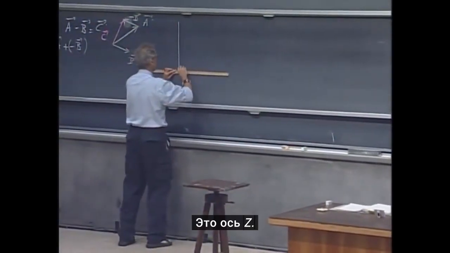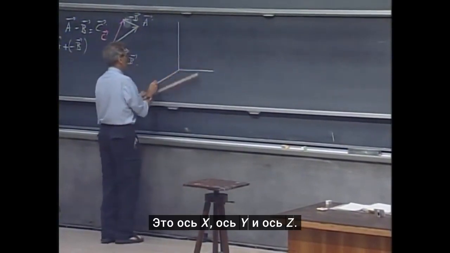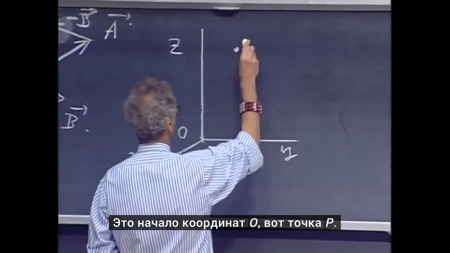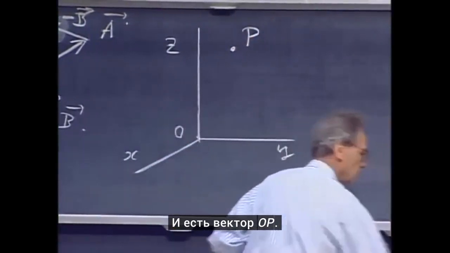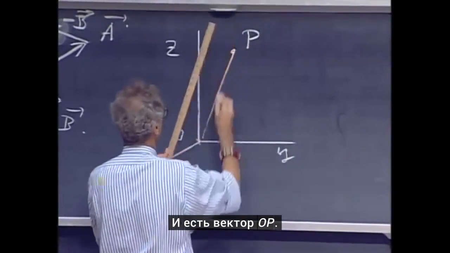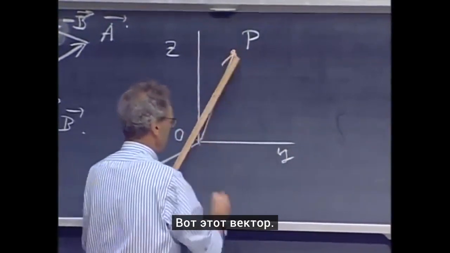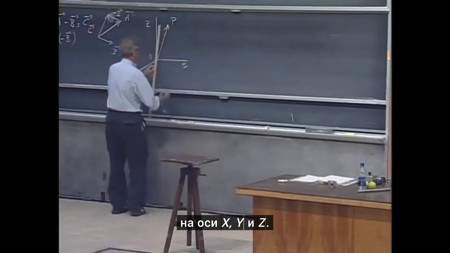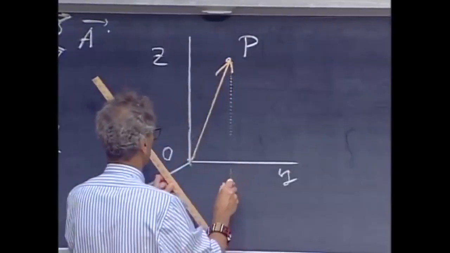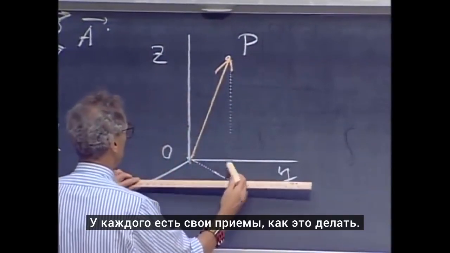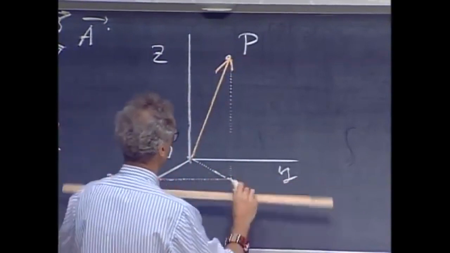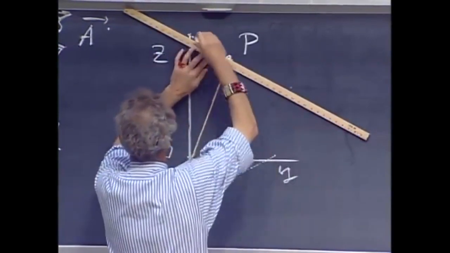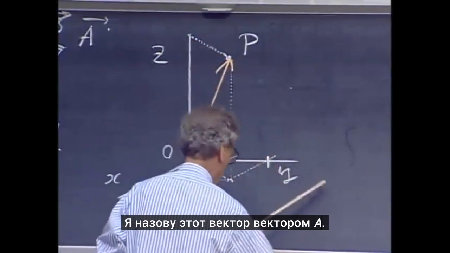This is my z-axis. This is my x-axis, y-axis, and z-axis. This is the origin O, and here is a point P, and I have a vector OP. That's the vector. And what I do now, I project this vector onto the three axes, x, y, and z. So there we go. I call this vector A.